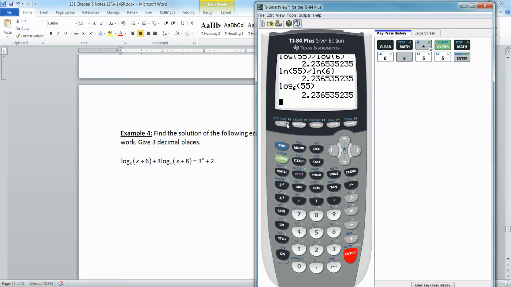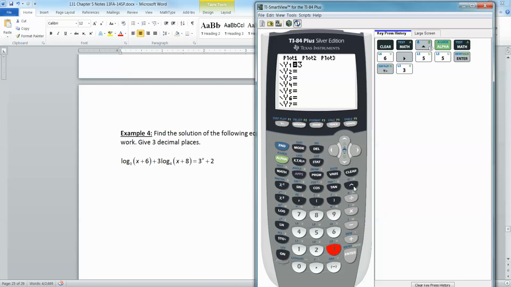Okay, so what I'm going to do is go to y equals and type this stuff in, right? Now the right side is easy. I'm just going to do that real quick: 3 to the x, move out of there with my right arrow, plus 2.